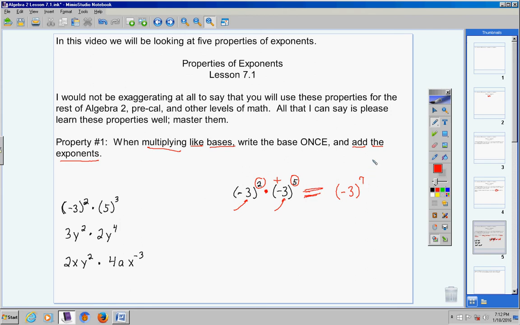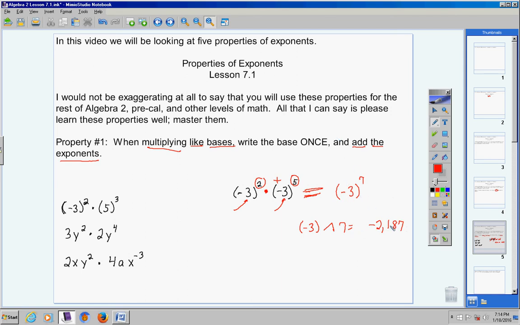Now, in your books, listen, they're going to want you to take this to the next level. So in your calculator you would type in parentheses -3 parentheses, then hit your arrow button, and then hit 7, then hit enter, okay? Make sure you put your -3 in parentheses, and you'll get -2,187. So in your homework over this lesson, lesson 7.1, they are going to want you to take this a step further.